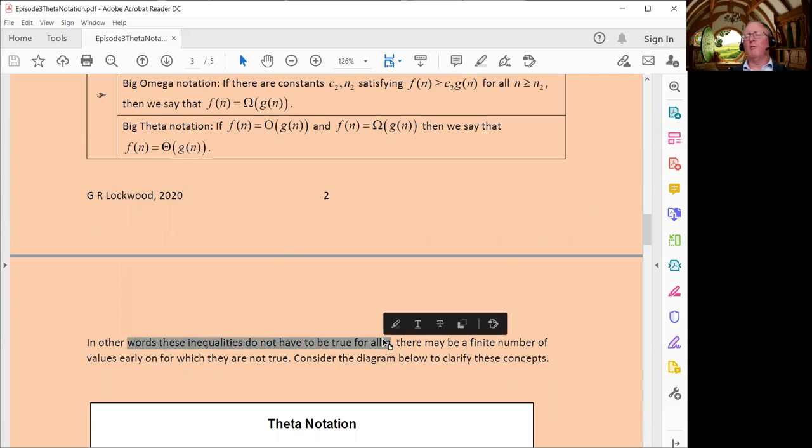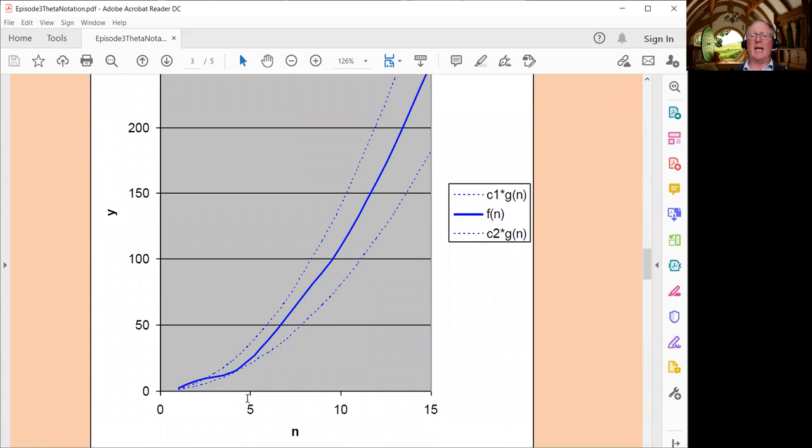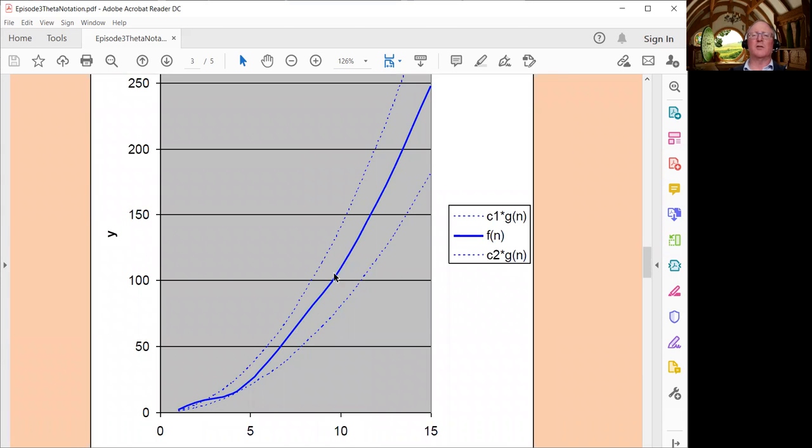So again, those inequalities don't have to be true for all n. There can be a finite number of values early on for which they're not true. This diagram will hopefully clarify it a little bit. So what we've got is the n axis here. Don't worry about the numbers, I've just completely made them up. So this solid curve is f of n. That is the actual growth of the function, which is measuring our algorithm in some sense. It might be the number of comparisons, it might be the number of swaps, it might be the number of multiplications. This top dashed line is C1 times g of n, and this bottom dashed line is C2 times g of n.